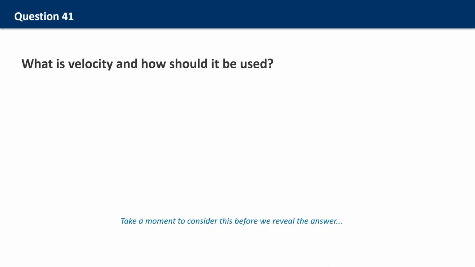Question 41. What is velocity and how should it be used? Take a moment to think about your answer before we continue.